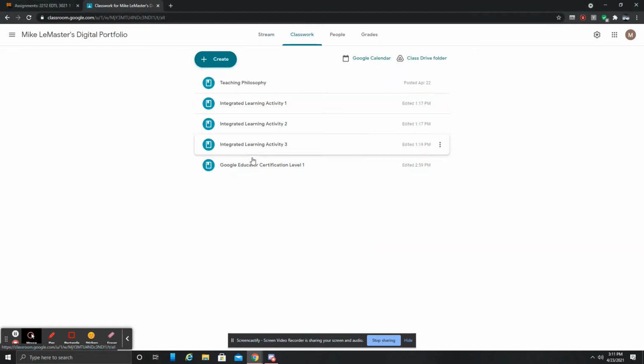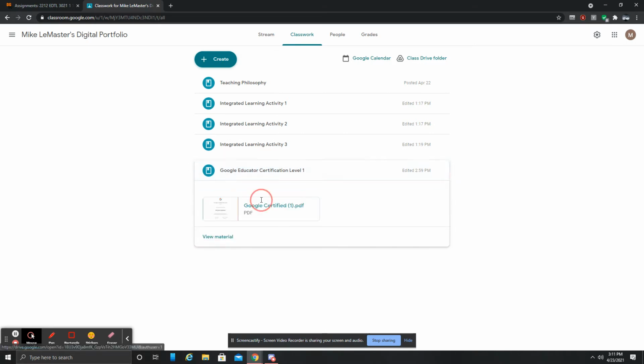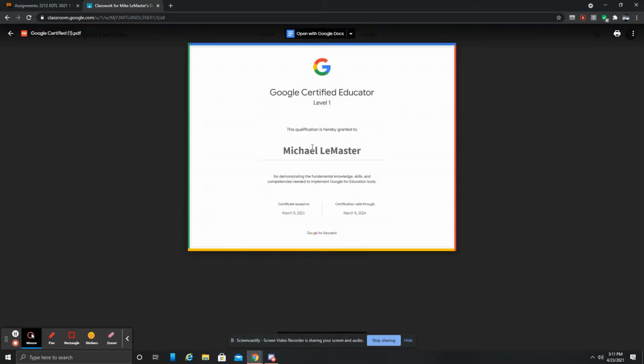So I'm going to go over my class look, and the first thing I'm going to show you guys is my Google Educator Certification Level 1. It's right here, which basically just means I took the classes and passed the test.